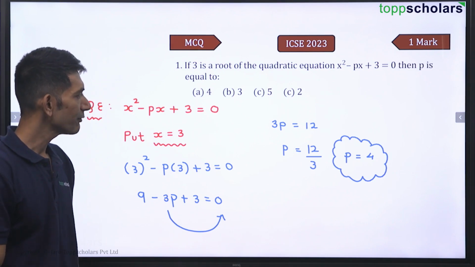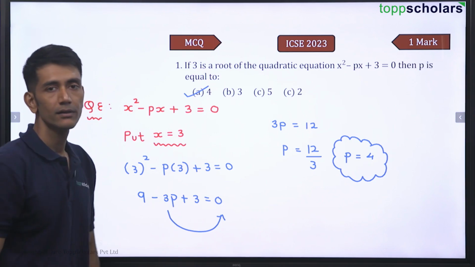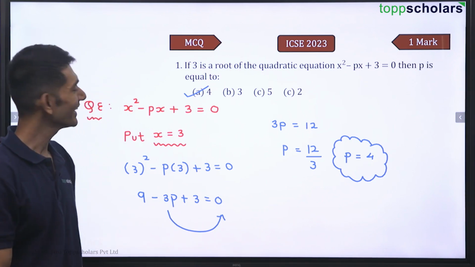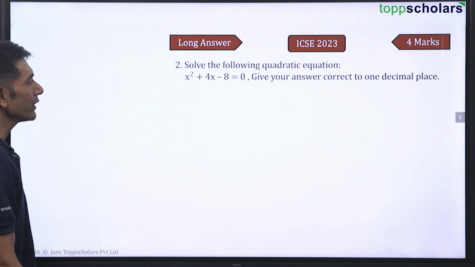That's it. Value of p is 4. Is 4 there in the option? Yes, it is there. That is option A. Correct? Perfect. So now we have a new question.